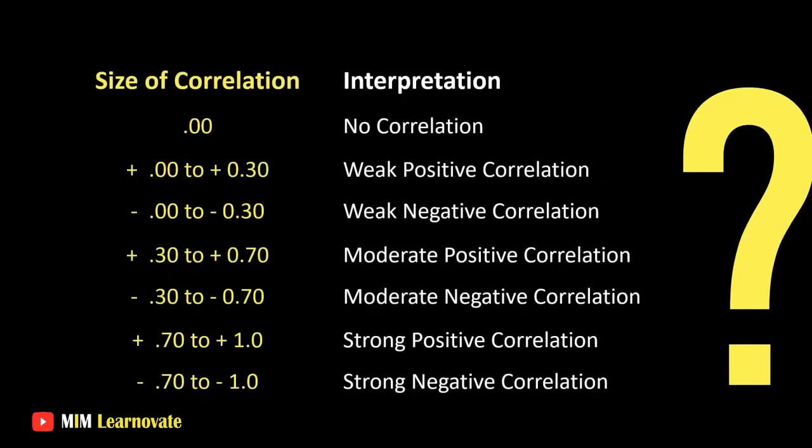Let's look at this table which shows the interpretation of the correlation results. Value 0 means that there is no correlation, association or relationship between two variables. Values between +0 and 0.3 indicate a weak positive relationship. Values between -0 and -0.3 indicate a weak negative relationship. Values between +0.3 and 0.7 indicate a moderate positive relationship. Values between -0.3 and -0.7 indicate a moderate negative relationship. Values between +0.7 and 1.0 indicate a strong positive relationship. Values between -0.7 and -1.0 indicate a strong negative relationship.